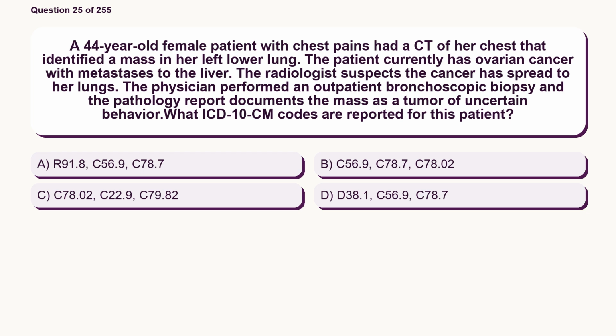D, A41.9, J96.00. Question 25. A 44-year-old female patient with chest pains had a CT of her chest that identified a mass in her left lower lung. The patient currently has ovarian cancer with metastases to the liver. The radiologist suspects the cancer has spread to her lungs. The physician performed an outpatient bronchoscopic biopsy and the pathology report documents the mass as a tumor of uncertain behavior. What ICD-10-CM codes are reported for this patient? Option A, R91.8, C56.9, C78.7. Option B, C56.9, C78.7, C78.02. Option C, C78.02, C22.9, C79.82.